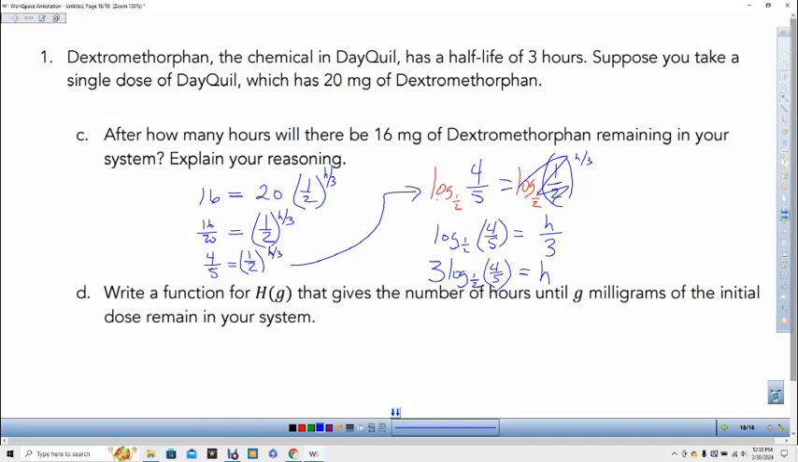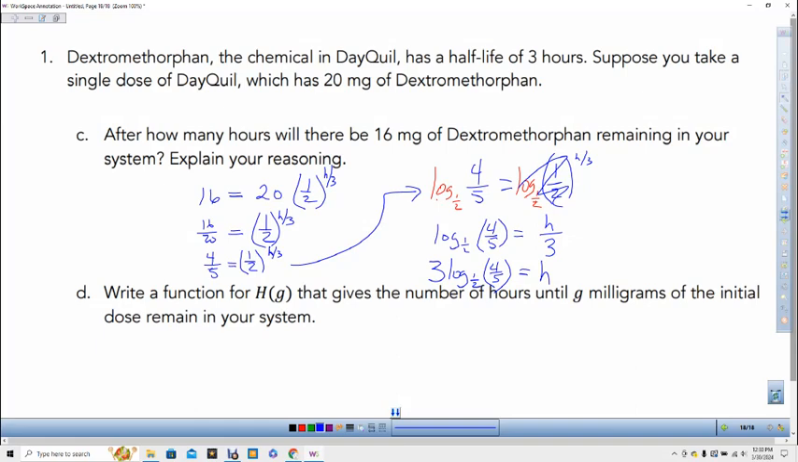Now, if it's not a calculator problem, that's as far as you can go. If it is a calculator problem, here's the thing. I don't know that I would necessarily go any further than that anyway.